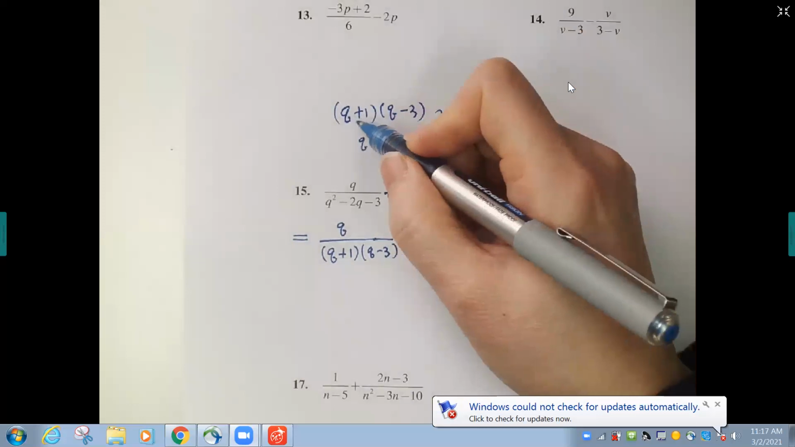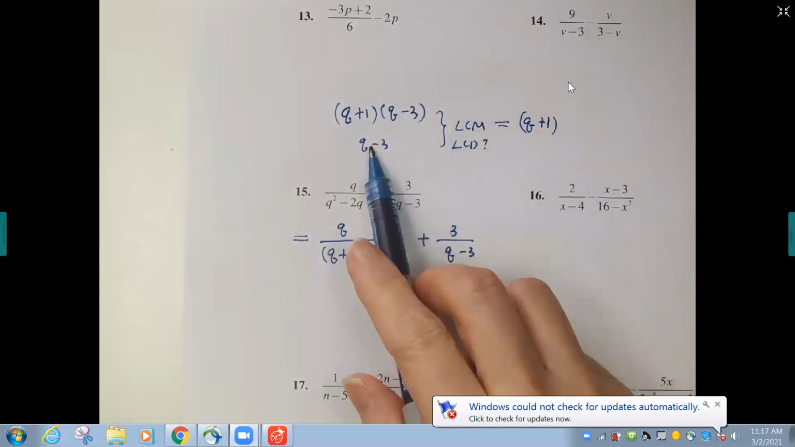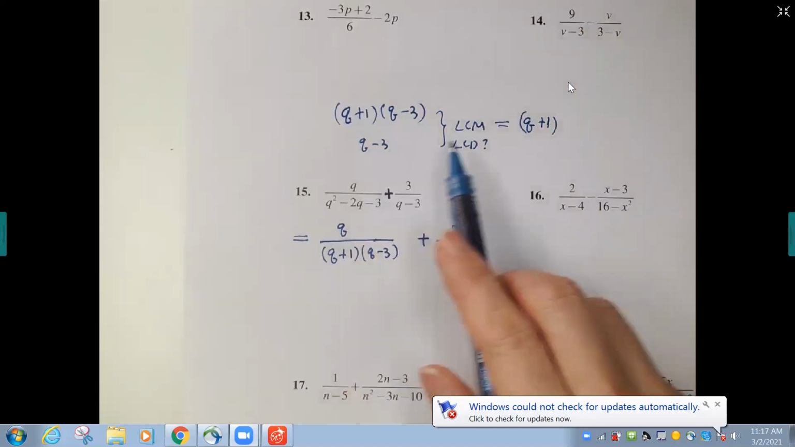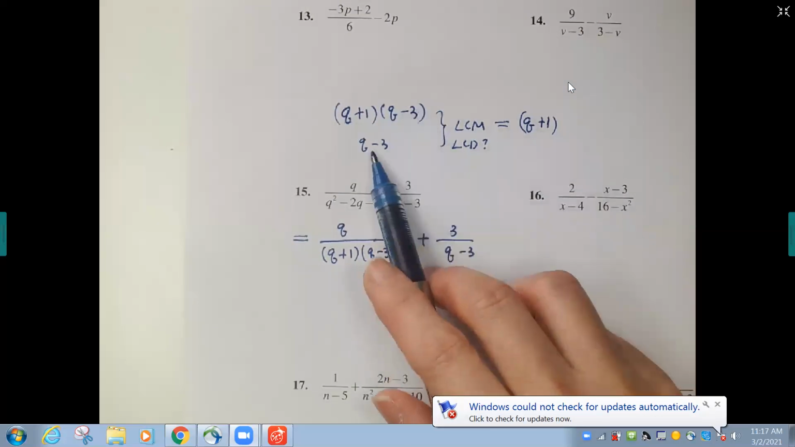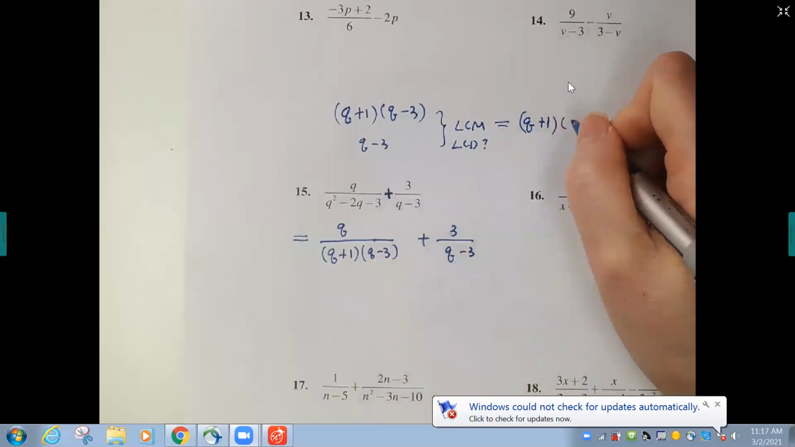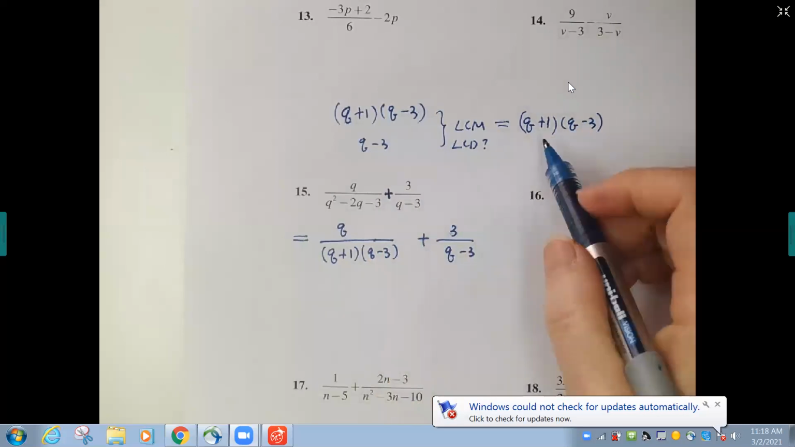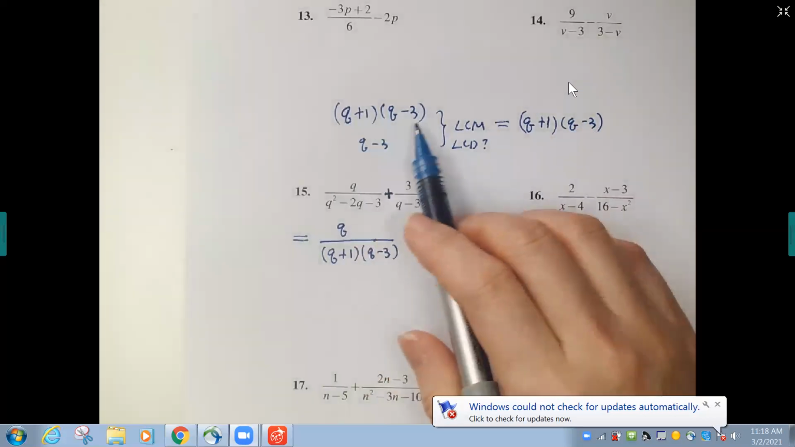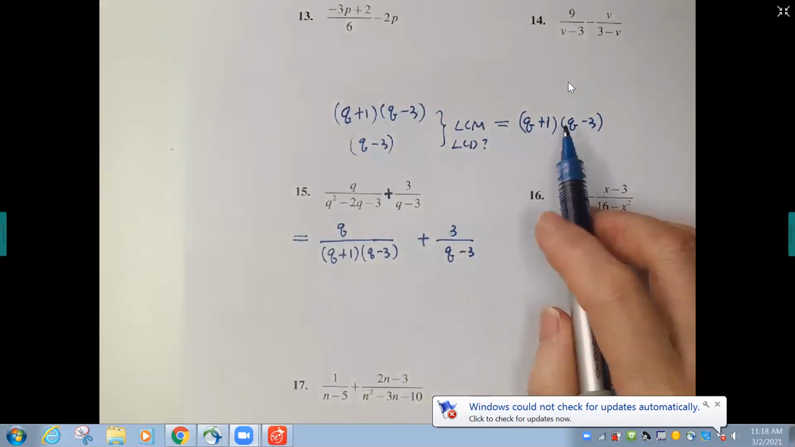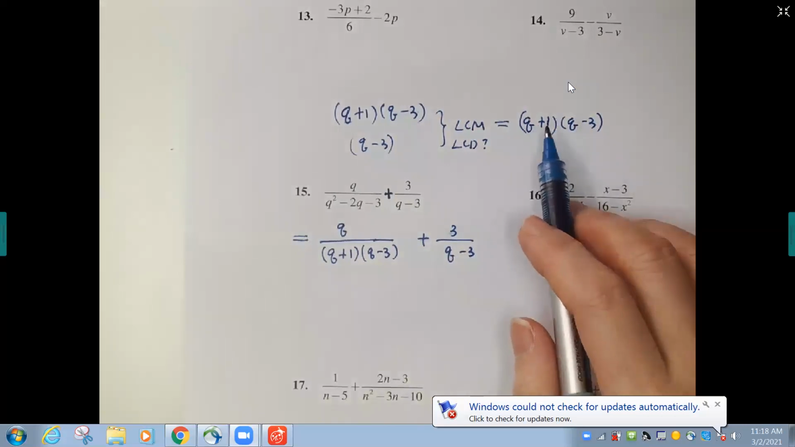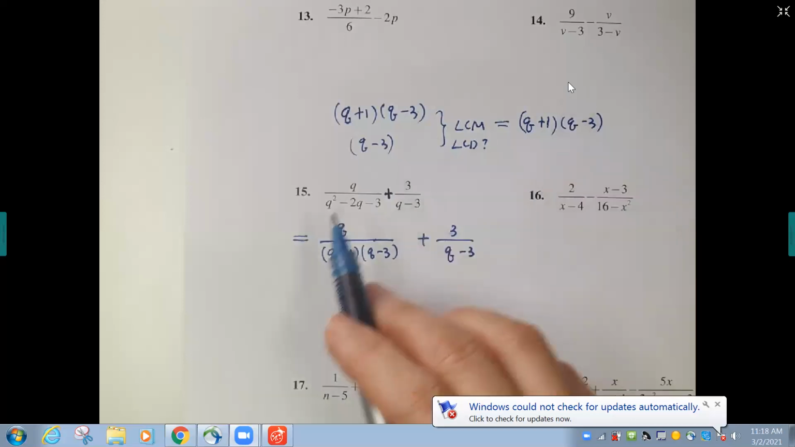So q plus 1 is used once. In the first one there is one, and in the second there is none, so once is the maximum. Q minus 3 appears once in the first, appears once in the second. The maximum is still once. So q minus 3 is also used once in their least common multiple. There are no more new factors. I'm done. The least common denominator is q plus 1 times q minus 3. Then let's move on.